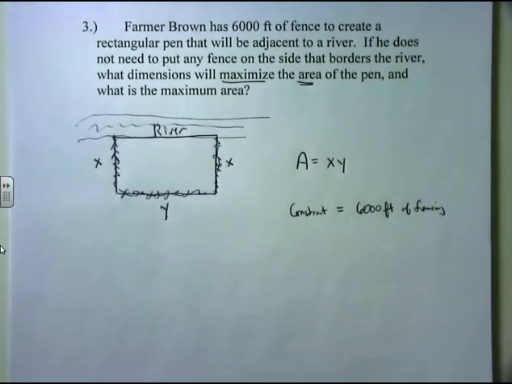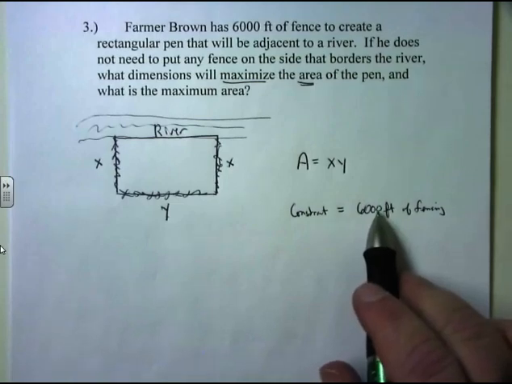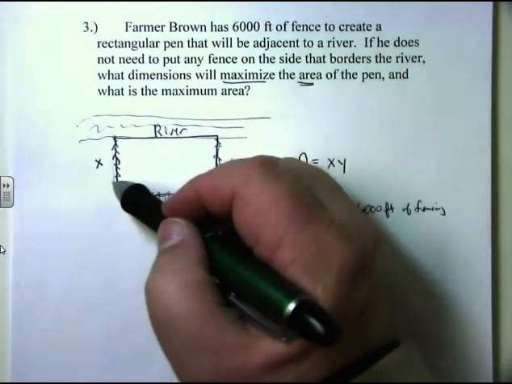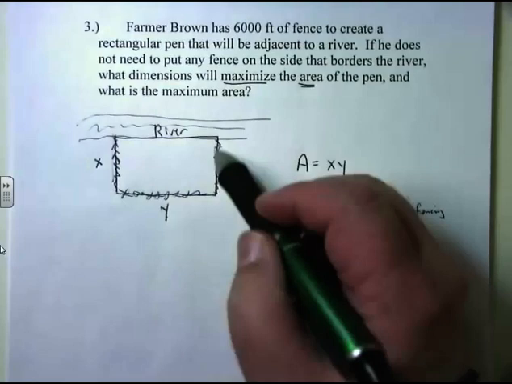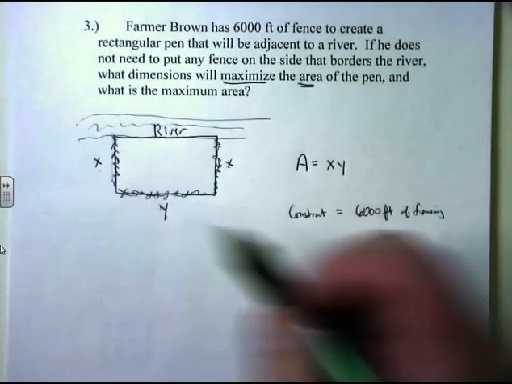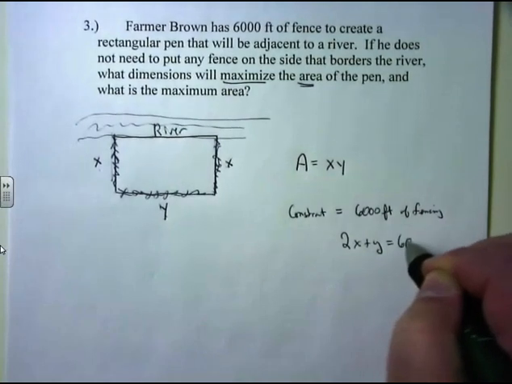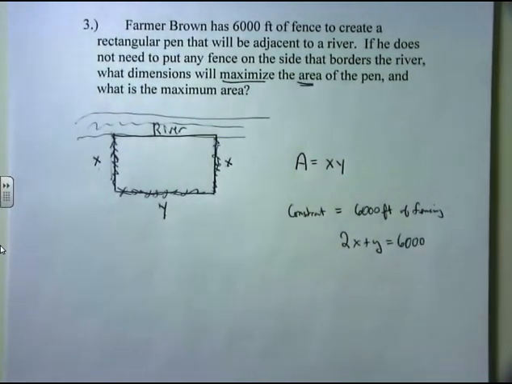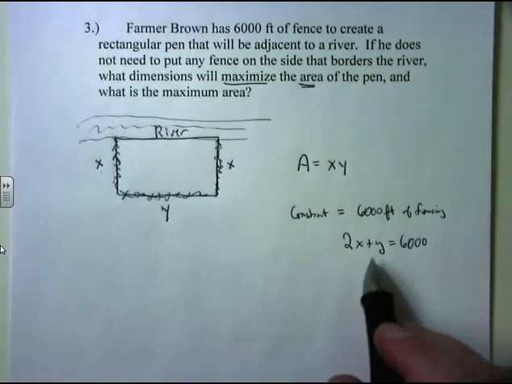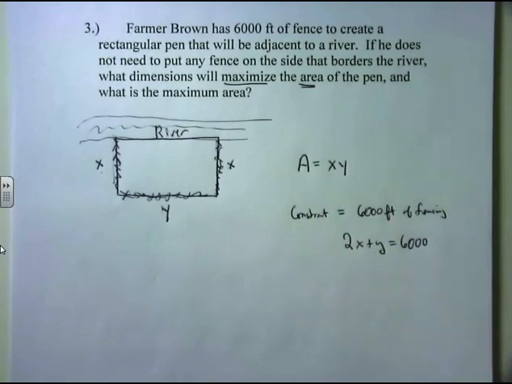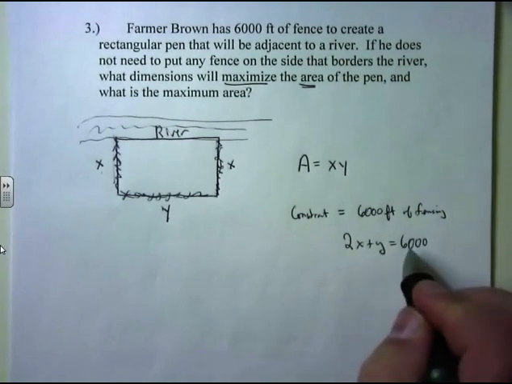Now, we've got to create an equation out of this. Well, where are we putting fencing? We're putting it over here with this X, over here with this Y, and this X. That's 2 X's and 1 Y. So 2X plus Y has got to be equal to that 6,000 feet of fencing. Here's my constraint equation.